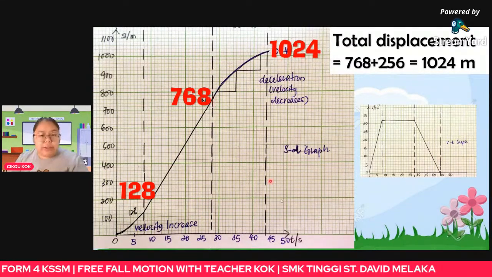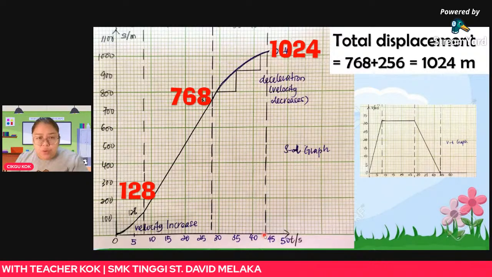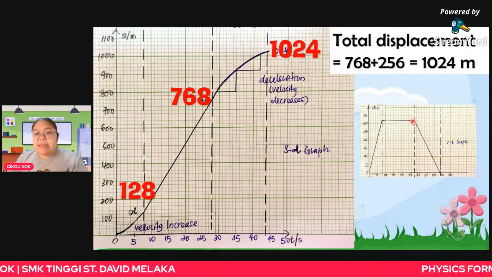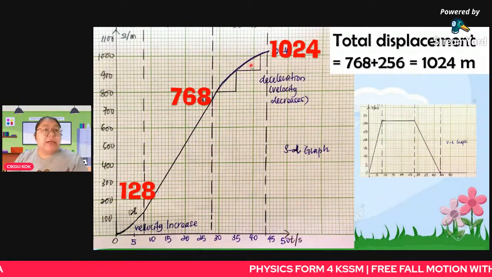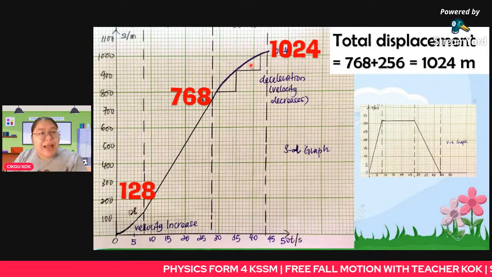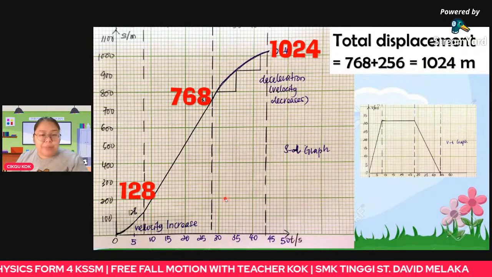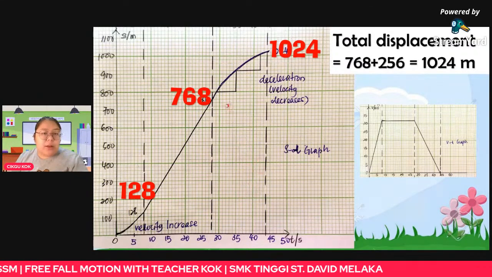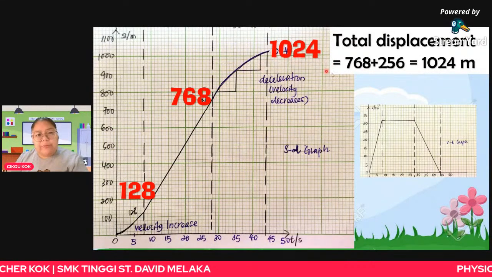Then we continue again until 44. Then we stop. Is it? Okay, until 44 we go to stop. So this part is a deceleration. Deceleration, how to draw the graph? This one is a curve, but curve down. Okay, just now is curve up. Curve up means you bend, go up. Okay, curve down means you bend, then you come down. This one is called curve down.